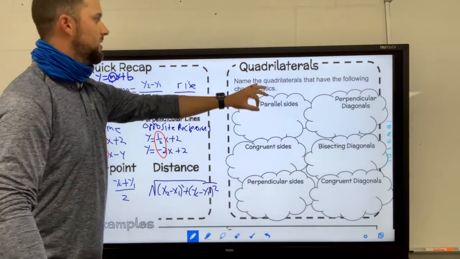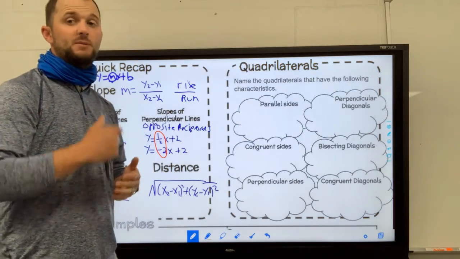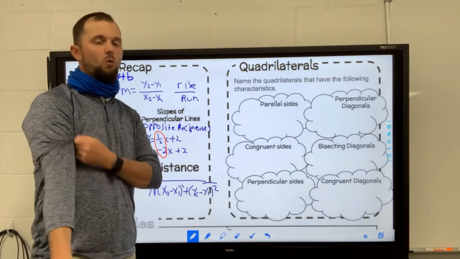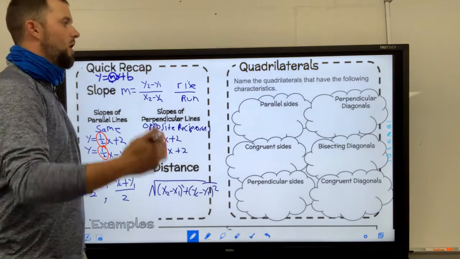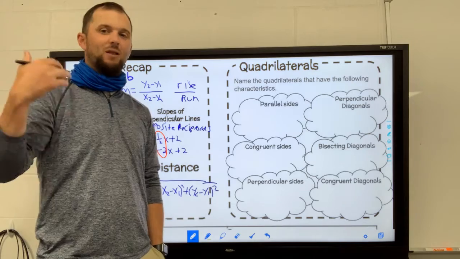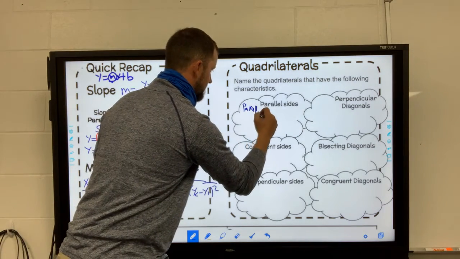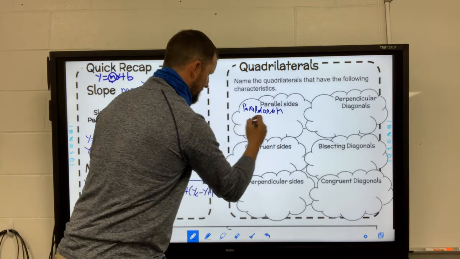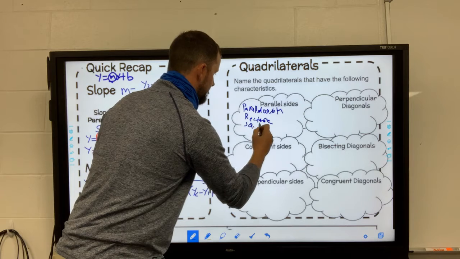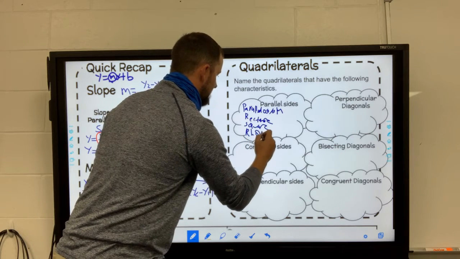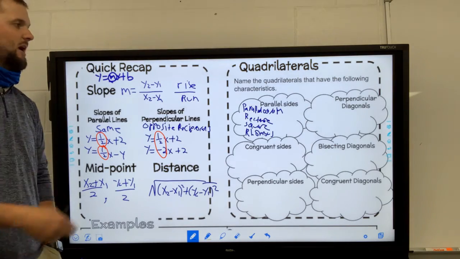So let's jump over to this section, and we're going to name some quadrilaterals that have the following characteristics to help us find exactly what it is inside that coordinate system. Let's think back on our last sheet. What are some of the quadrilaterals that have parallel sides? Obviously a parallelogram, a rectangle, a square, and a rhombus. Basically all of the ones we talked about on the last sheet have parallel sides to each other, okay?